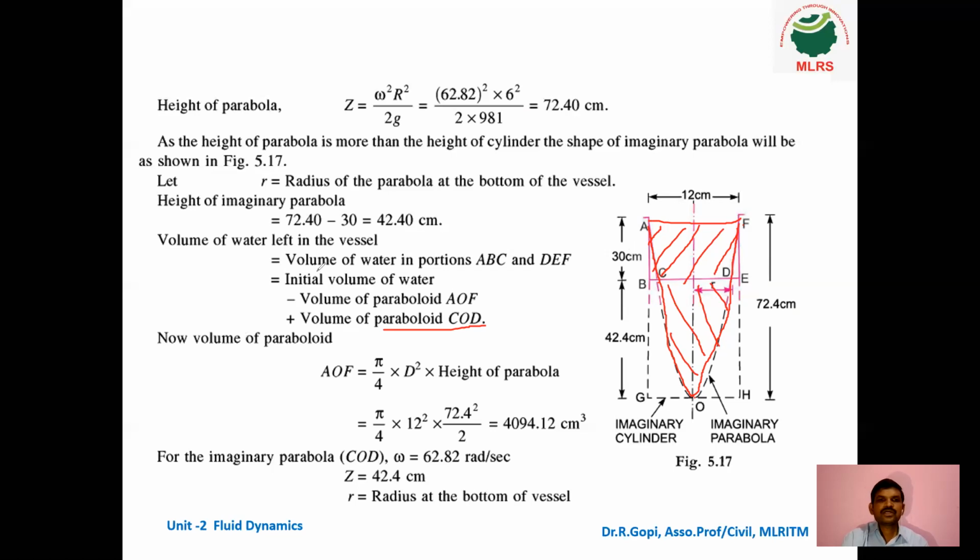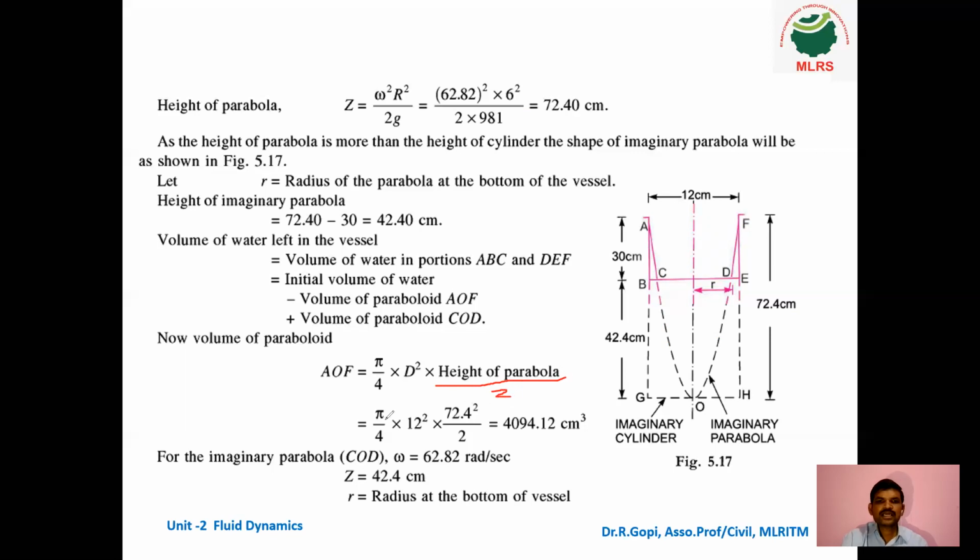Now the initial volume we already know, that is previously we saw 3300 something. Now the volume of the paraboloid AOF, that means this whole volume from AOF. How to calculate? Using the formula pi by 4 into d square into height of parabola divided by 2. Here the 2 is missing, please note down. So pi by 4 into d square into height of parabola divided by 2.